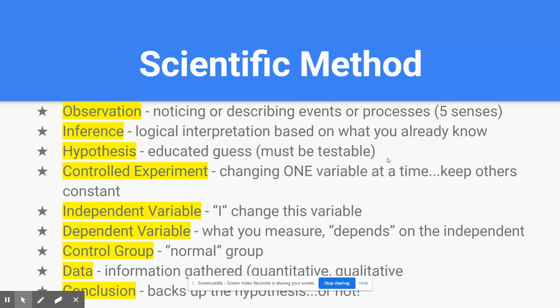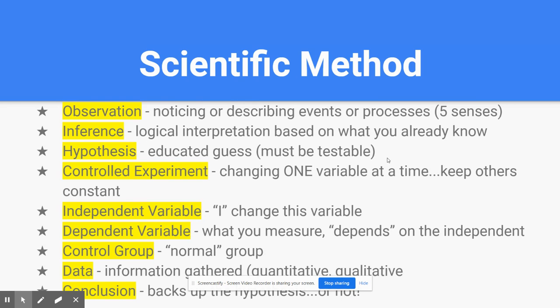That would be a dependent variable, something I noticed. Usually you measure that or you take note of that. A control group is a normal group, something we use to compare, to make sure that what we're changing is really what's making everything else change.